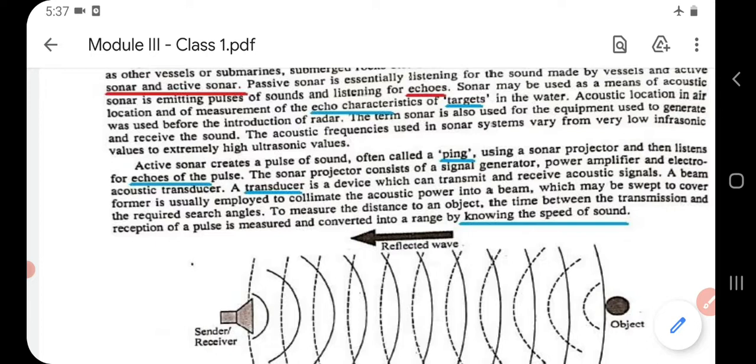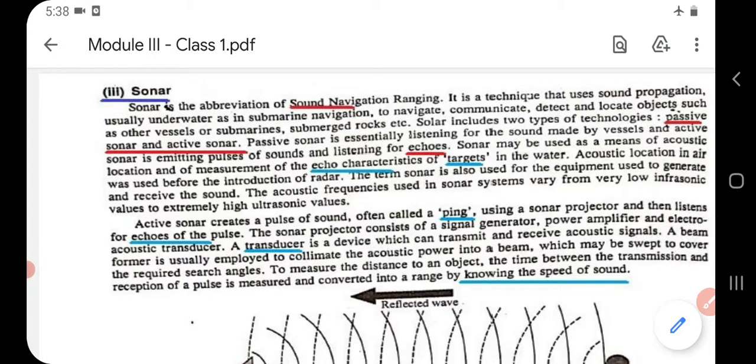So first of all, the active sonar sends the sound pulses called pings. They will hit the target, and later the reflected sound waves or echoes will come back and be received at the receiver, and finally we measure the distance to an object. The time between the transmission and reception of the pulse is measured, and from that we calculate the distance, provided we know the speed of sound. So passive sonar is just listening to the sound produced by the vessel, whereas in active sonar we are listening to the reflected sound wave or echo, and this echo is further analyzed to get an idea about the distant object.